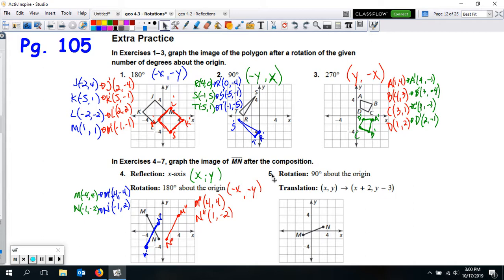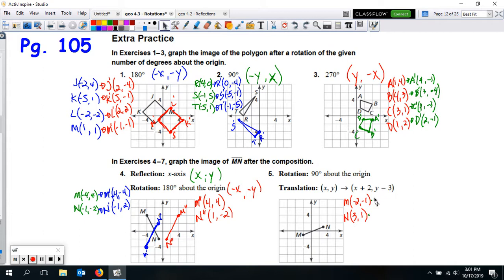All right, for number 5, we're starting with the rotation, 90 degrees about the origin. First of all, we're going to need to know what these points are. What's m and n first? So again, going by 2s, -2 and -1 in the third quadrant for m. And then for n, we're in the first quadrant, so it's +3 and +1.